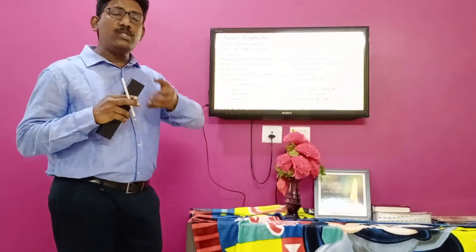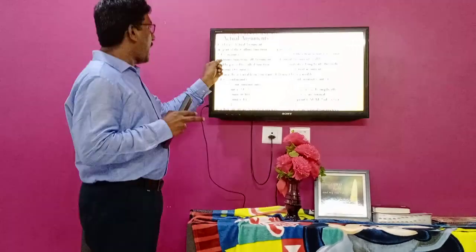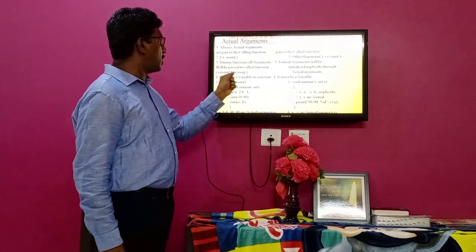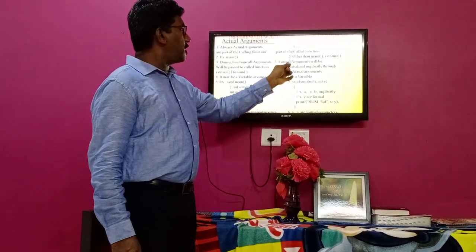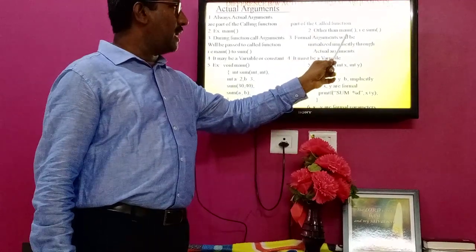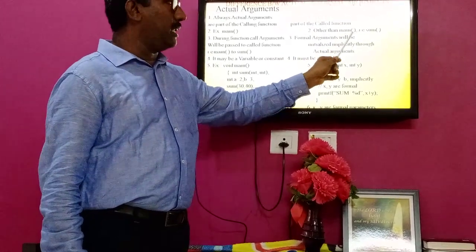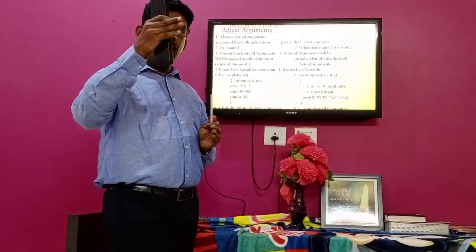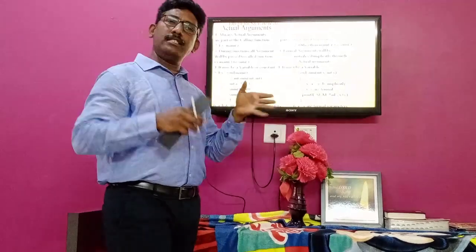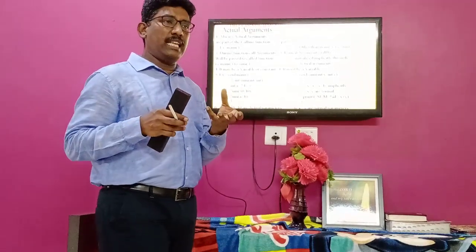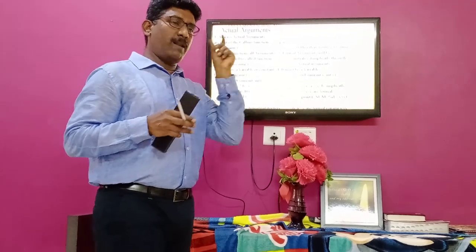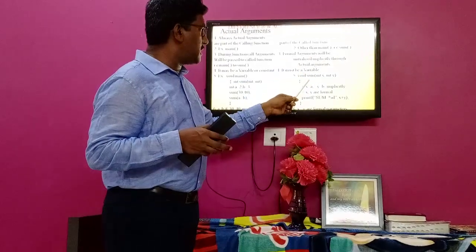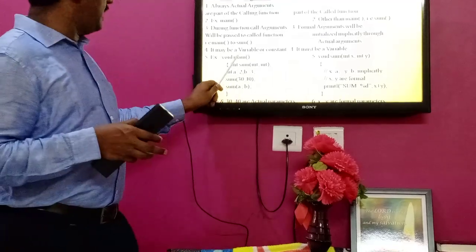So whatever values, variables or arguments I am going to pass from main to add, those arguments are called actual arguments. That's why actual arguments are always part of the calling function, that is the main function. Formal arguments are always part of the called function, that is a called function other than main. So in the previous example, main, add and display are user defined functions, but the called functions are add as well as display. But in this program, sum is a called function and main is the calling function.